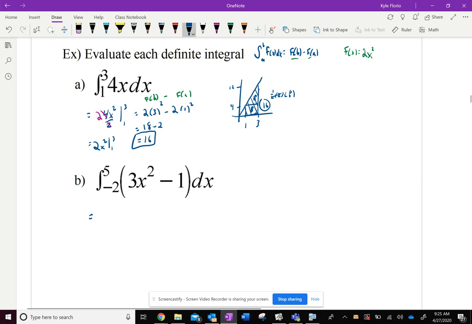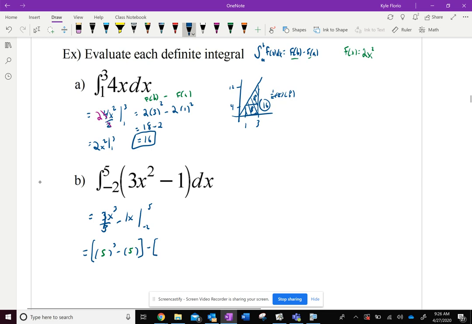Or again, I need to do f of b minus f of a. The antiderivative of that is going to be 3x cubed over 3 minus 1x. Remember, there's no constant here. From -2 to 5. Now the 3's cancel out, so it's just really x cubed minus x. So it's going to be x cubed minus x, and I'm going to plug in 5. This is f of b. I'm putting parentheses here. It's one of those things where the more you do it, the more you'll see it's going to be very helpful. You'll make a lot fewer mistakes when you use these big parentheses.